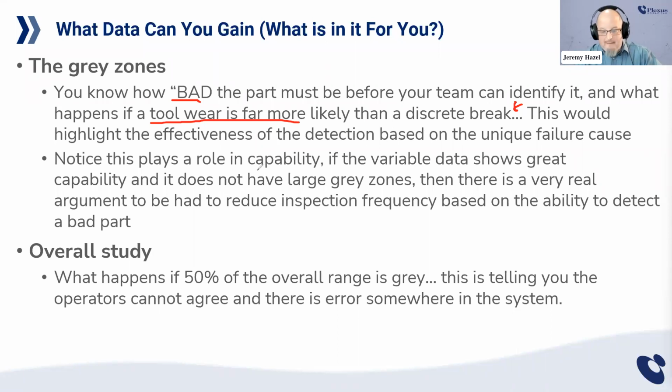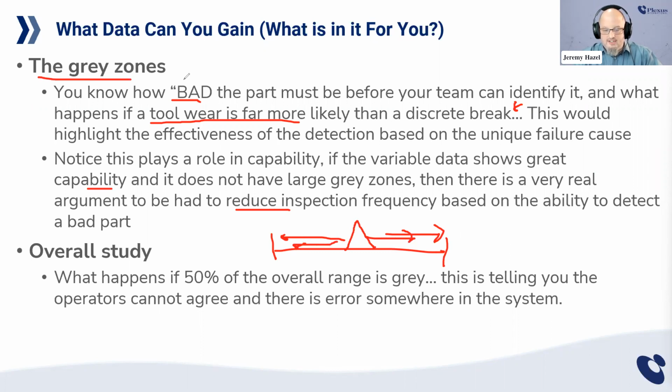And coming back to the capability, if the variable data shows great capability, like here's your spec, and you know that the variable data is so awesome that you are so far from your spec limits, then you may be able to reduce the inspection frequency because they're going to be able to tell way in advance if something begins to shift from the left to the right. So the gray zones in signal detection are 100% the show.